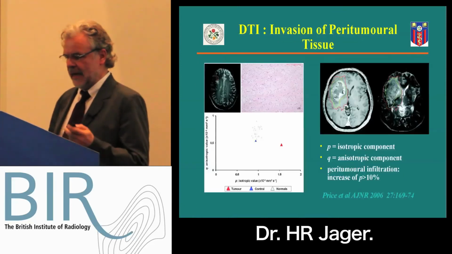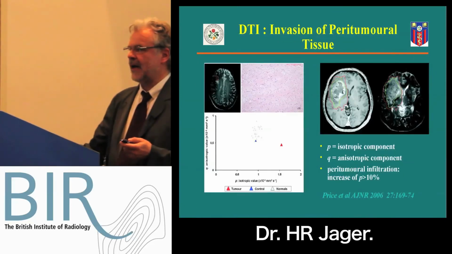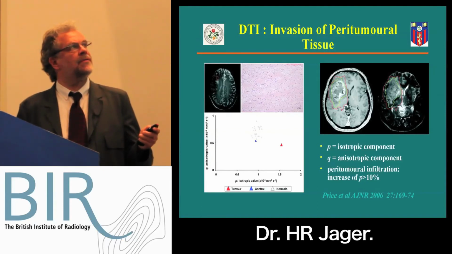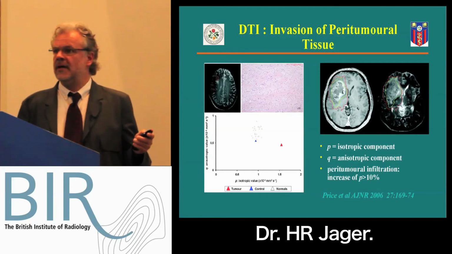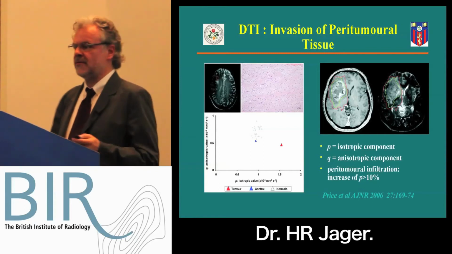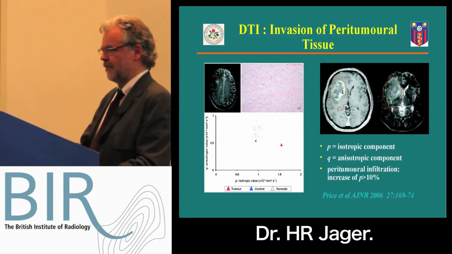And of course, being in Cambridge, I also like to mention Jonathan's paper, together with neurosurgical colleagues, looking at the tissue around the enhancing tumor, whether this is infiltrated or not. By looking at different components of the diffusion, you can see whether there's tumor infiltration in the tissue surrounding it or not.